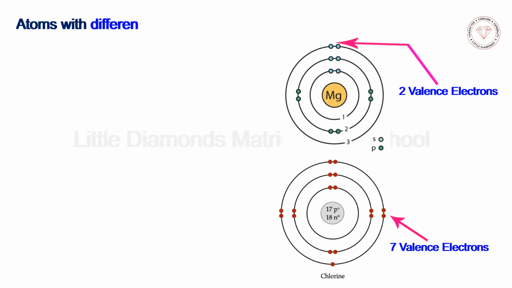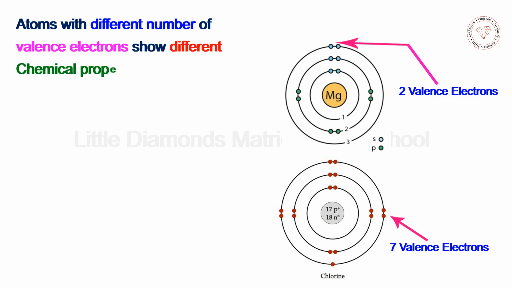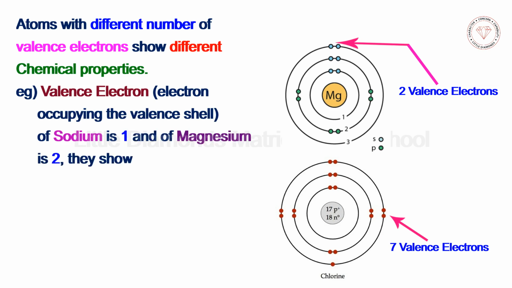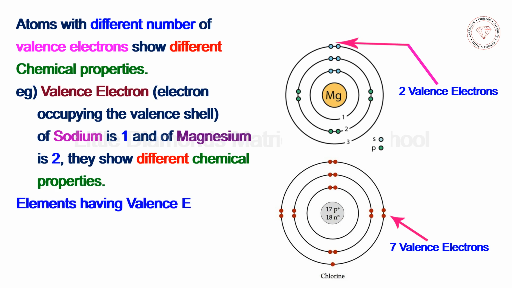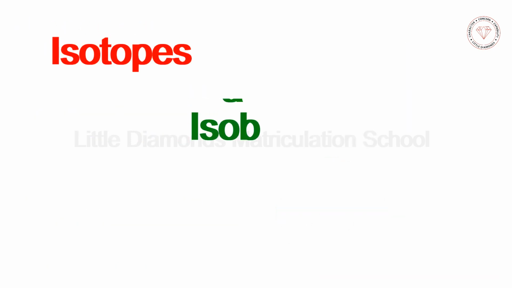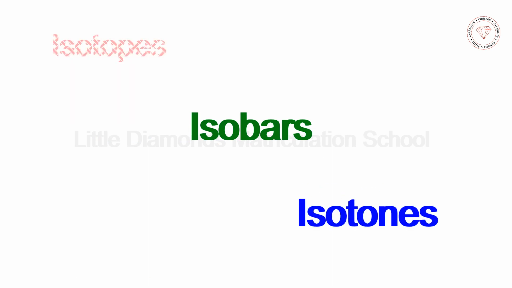Atoms with different number of valence electrons show different chemical properties. Example, valence electron, that is electron occupying the valence shell of sodium is 1 and of magnesium is 2. They show different chemical properties. Elements having valence electrons of 1 or 2 or 3 are metals. Elements with 4 to 7 valence electrons are nonmetals. Let us next know about the isotopes, isobars and the isotones.